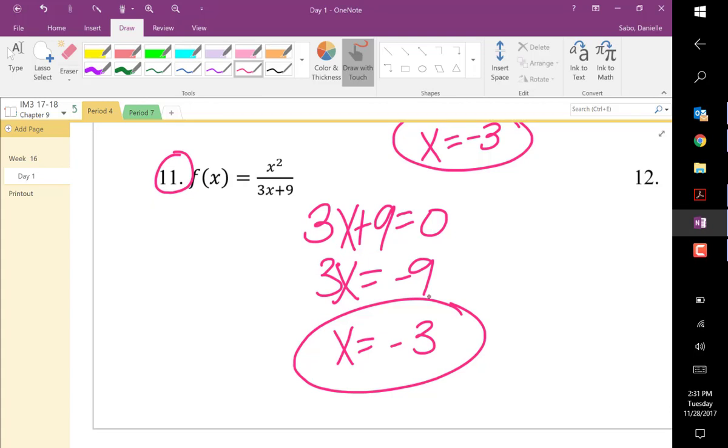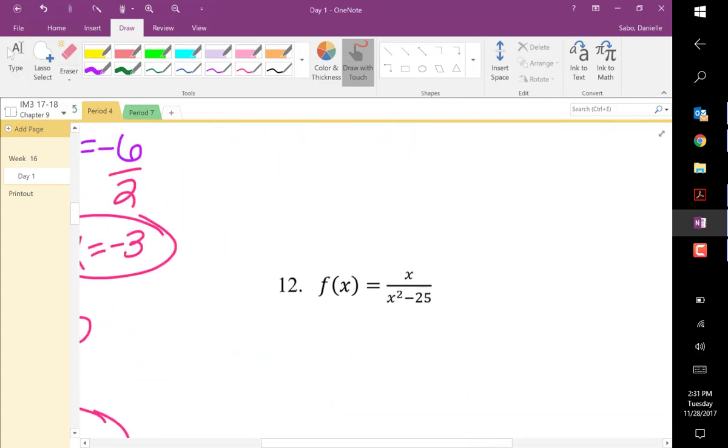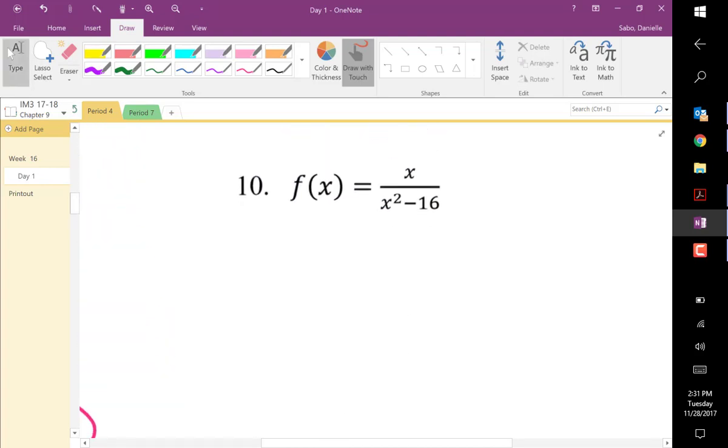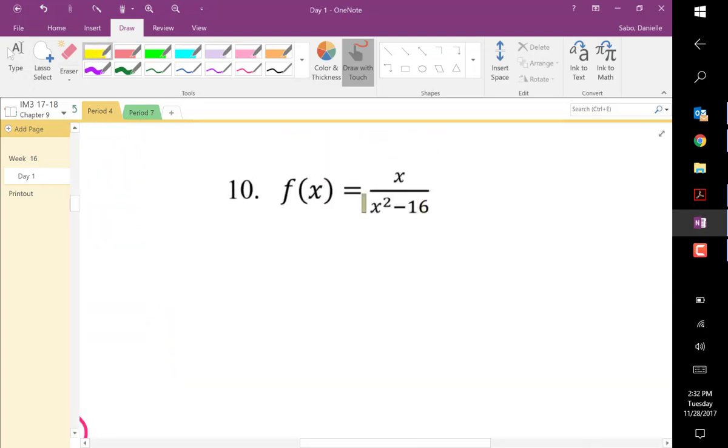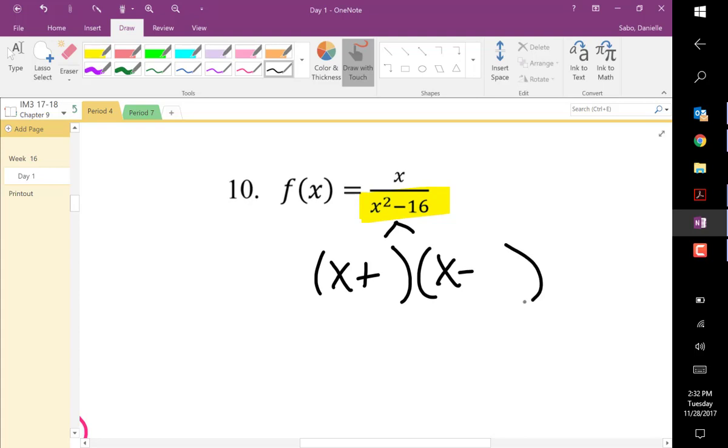This one, though, is super important because these are the ones that you're going to be seeing the most of. Again, I'm highlighting the bottom. This is what you did for the bell ringer. How do I factor this? Square root. Yeah, and I get x plus something and x minus something. What do I get? Because what's the square root of 16? Good, 4.